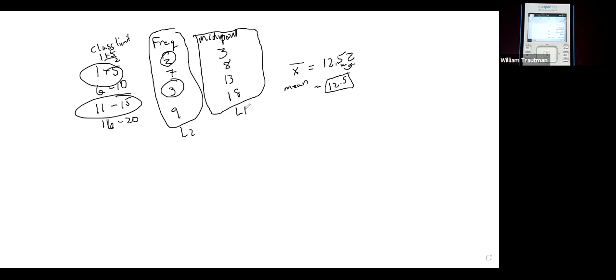So you see how easy it is. I called this list frequency so I could see the difference, and this one L1. Just as long as you know what you called them, you're good to go. That was group data. Oh, and then we have a problem like this.